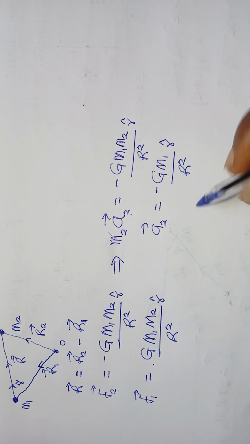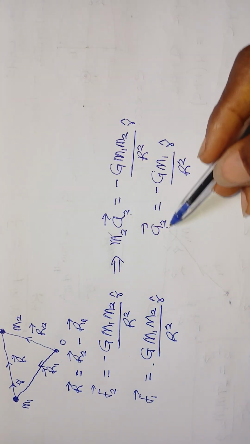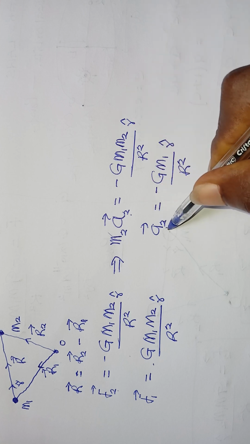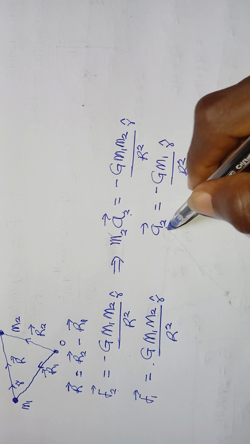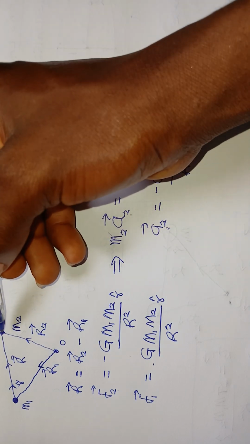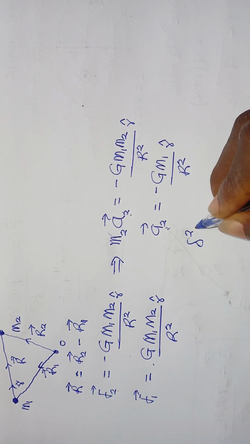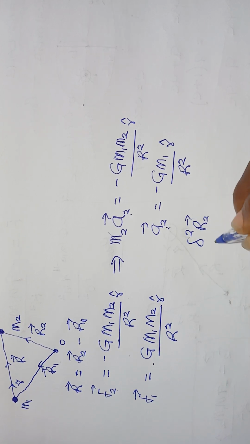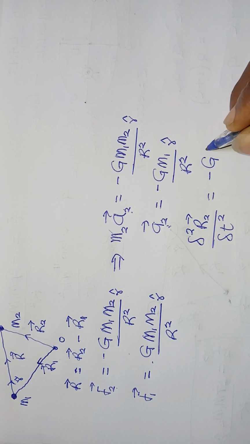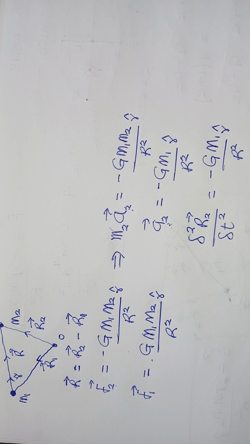This is really important. Now we are going to write the acceleration of object 2 as the second derivative of the position vector. The second derivative of a position vector gives you the acceleration vector. So the position of m2 is r2, and that will imply that the second derivative, d squared r2 dt squared, is equal to negative G m1 divided by r squared in the direction r roof.